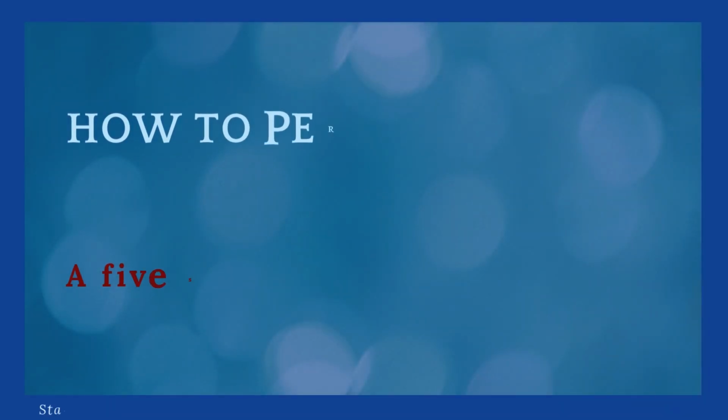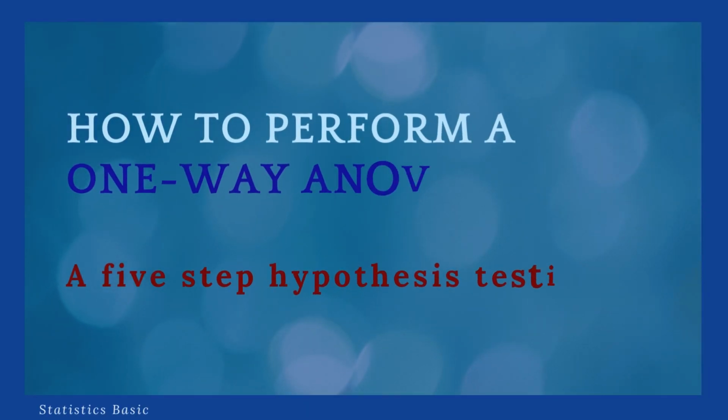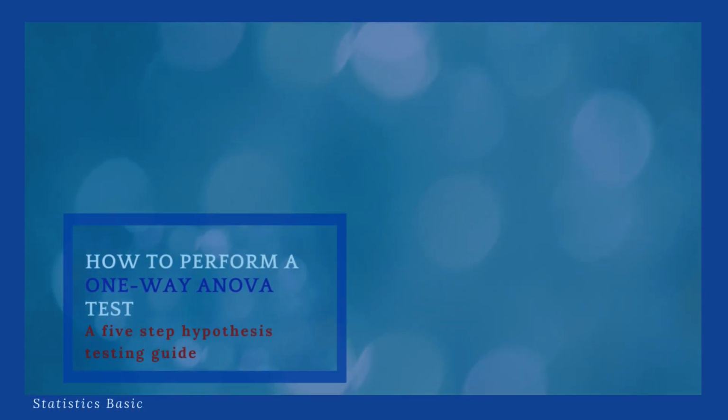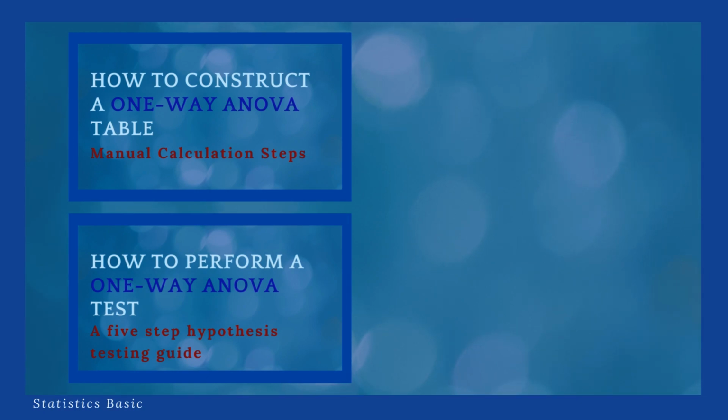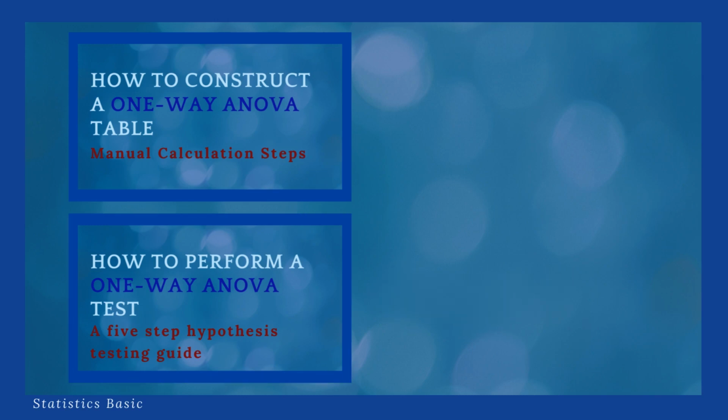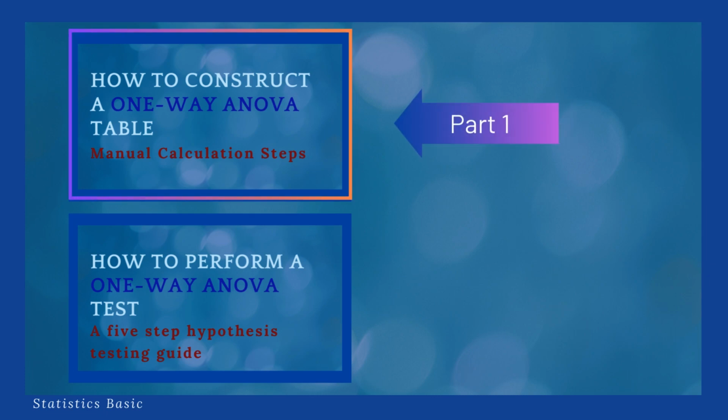In this video, I will guide you through a one-way ANOVA test using a 5-step hypothesis testing procedure. Continuing our exploration of one-way ANOVA hypothesis testing, this part delves into the statistical test itself, analyzing group means at a predetermined significance level. To fully grasp this video, it's recommended to watch part 1 of the series on one-way ANOVA hypothesis testing.